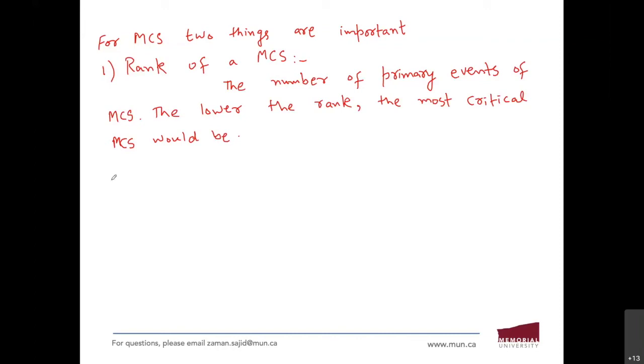By that I say, for example, I have two minimal cut sets. Minimal cut sets of A and B. And another minimal cut set is, for example, A, B, C, and D. Now the rank of this minimal cut set is 2, and the rank of this minimal cut set is 4.